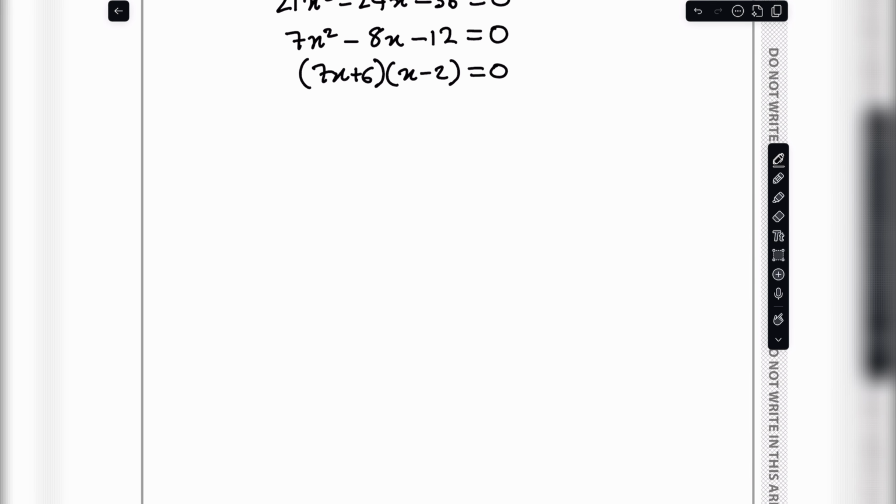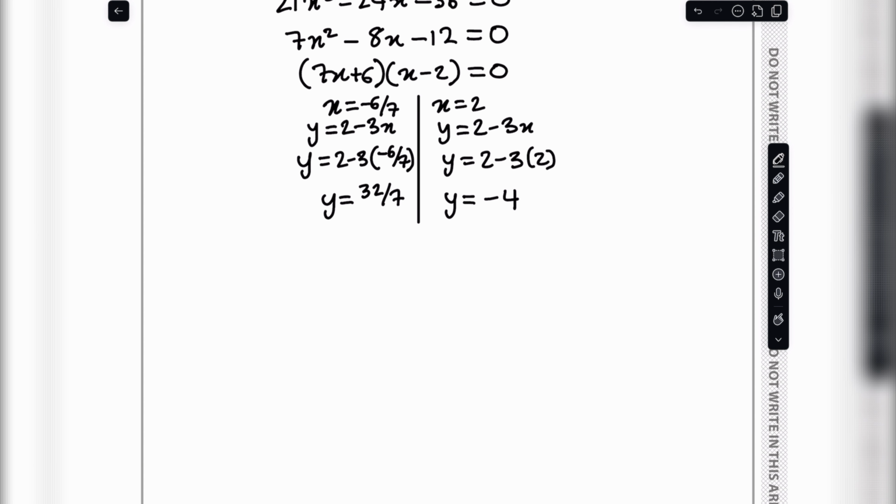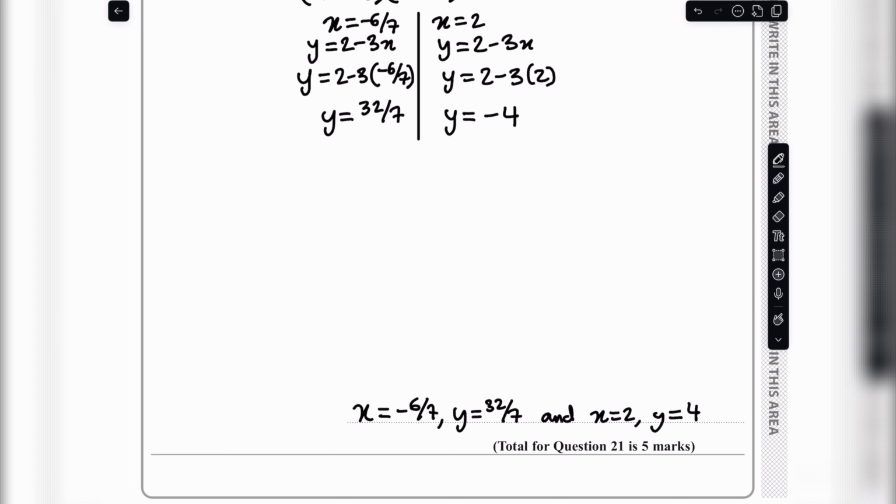And by setting both brackets equal to 0 and solving for x, we have x equals minus 6 over 7 and x equals 2. And we can substitute these values of x into our equation for y, which we wrote as y equals 2 minus 3x. And after substituting our values into this equation, we get 32 over 7 and minus 4. And these are the final answers.